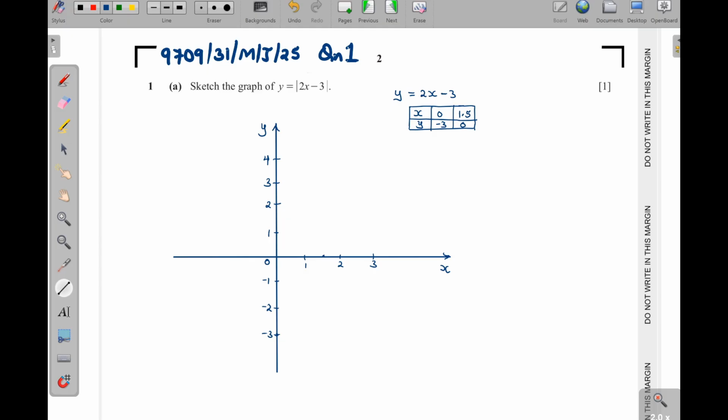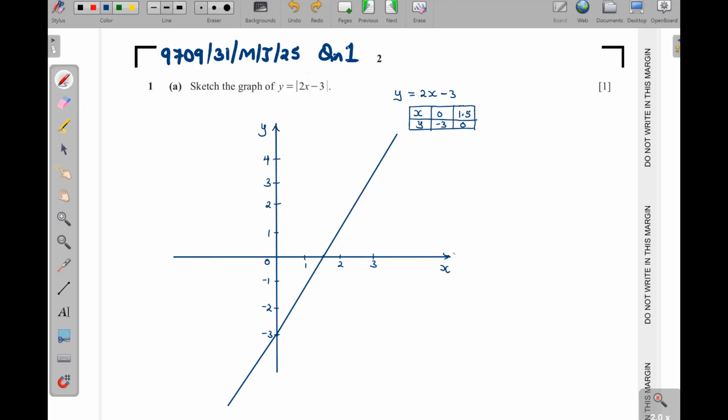So I can draw this one here, and of course this one continues. Okay, but we are not supposed to consider this negative part. We reflect that part of this graph that goes beyond the x-axis in the x-axis. Because this is modulus, we're supposed to continue to consider the absolute value of y.